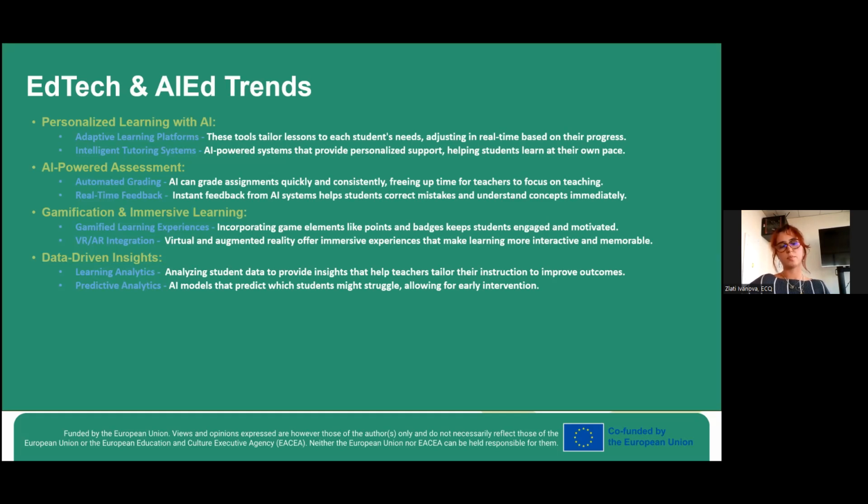Basically, those types of platforms will assist students to study at their own pace and present them with information that they're able to retain at their own pace. We have AI-powered assessment, where teachers can use AI to assess tests or written assignments from students quickly and consistently, which can free up time for them to focus on teaching specifically.